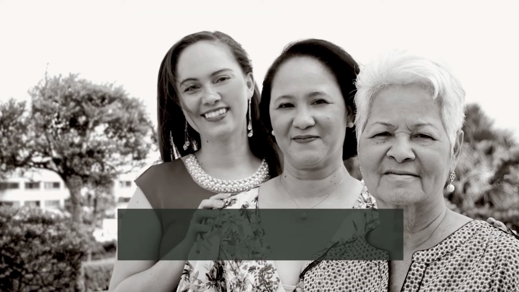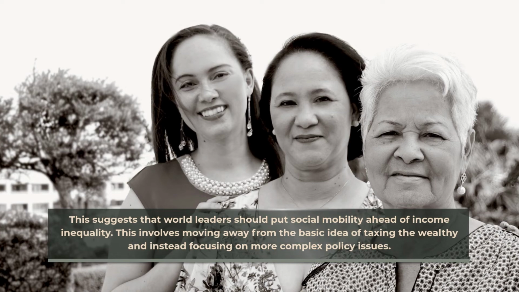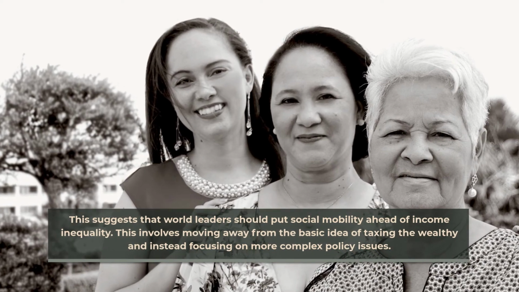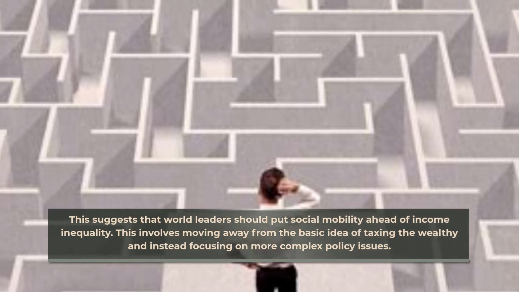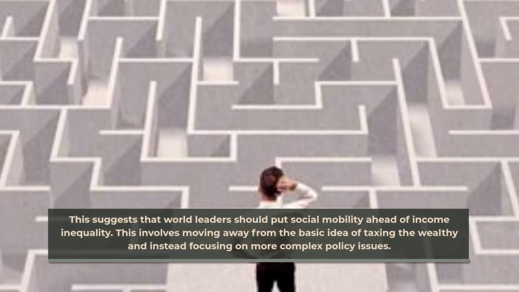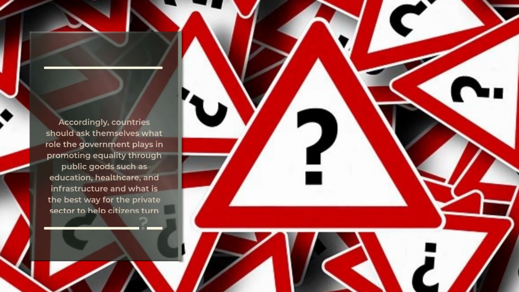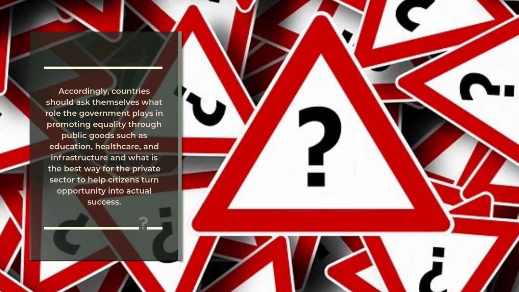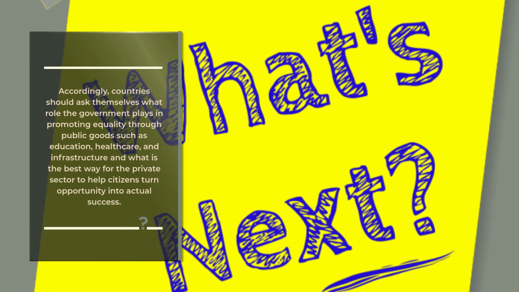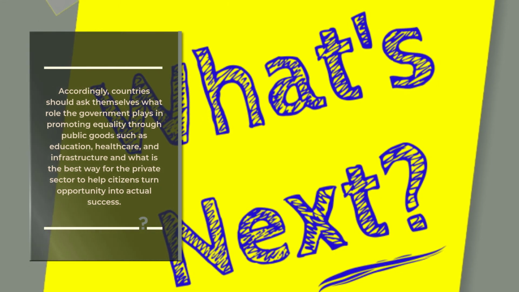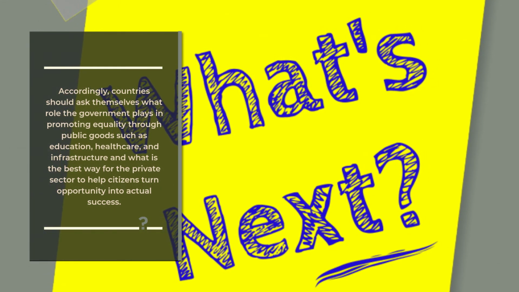This suggests that world leaders should put social mobility ahead of income inequality. This involves moving away from the basic idea of taxing the wealthy and instead focusing on more complex policy issues. Accordingly, countries should ask themselves what role the government plays in promoting equality through public goods such as education, healthcare, and infrastructure, and what is the best way for the private sector to help citizens turn opportunity into actual success.